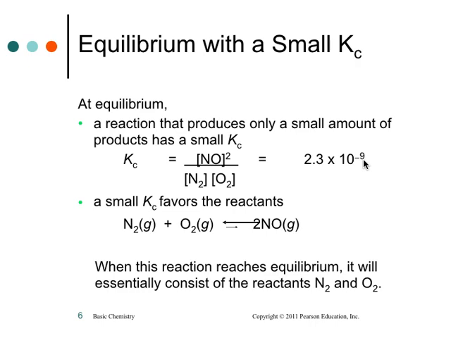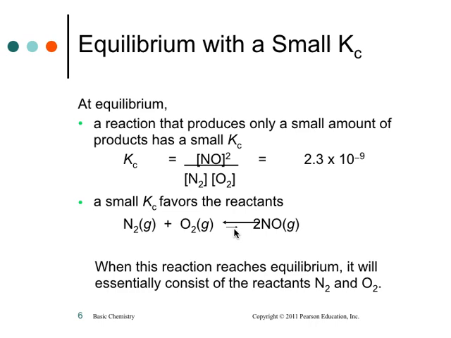This is to the -9th power, which means I'm going to move the decimal place 9 places to the left. And I'm going to have a decimal point, and 8 zeros, and then a 2. That's a tiny, tiny little number. Okay, so if you have a small K sub C, you're going to have a huge left arrow, and a teeny, teeny little right arrow.